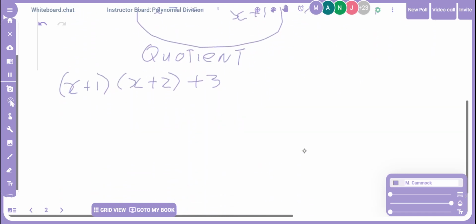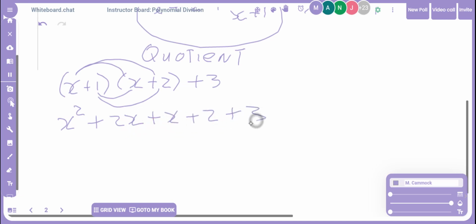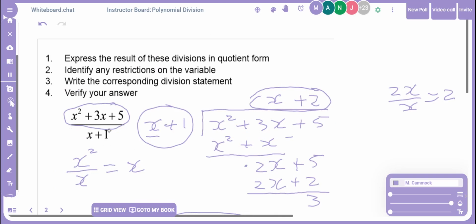So x plus 1 times x plus 2 plus 3. We know how to FOIL, right? So let's go ahead and FOIL. That's going to be x squared plus 2x plus x plus 2 plus the 3. And when I simplify that, I'm getting x squared plus 3x plus 5. But let's compare that to what we started off with, x squared plus 3x plus 5. It's exactly what we started off with. So that's your division statement right there.